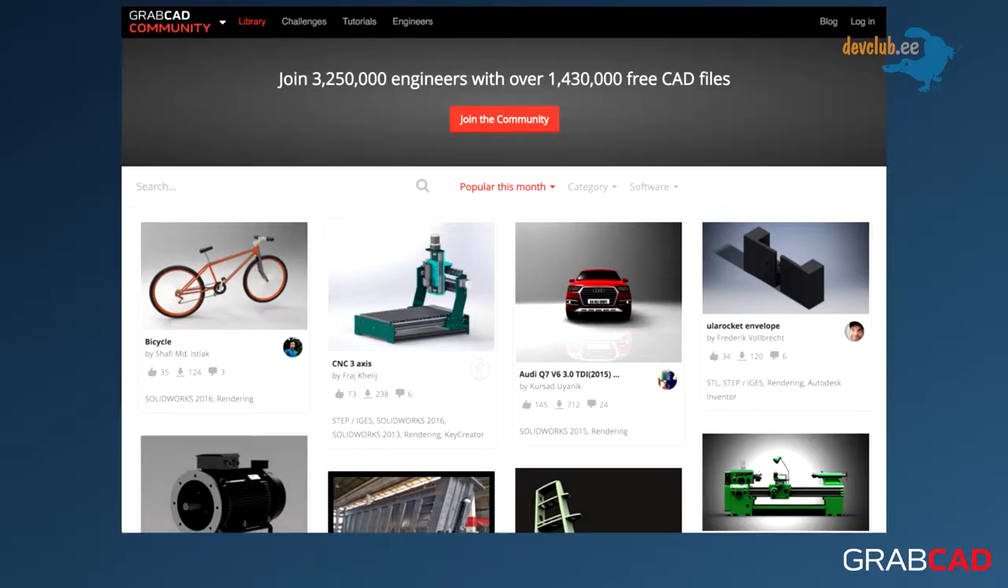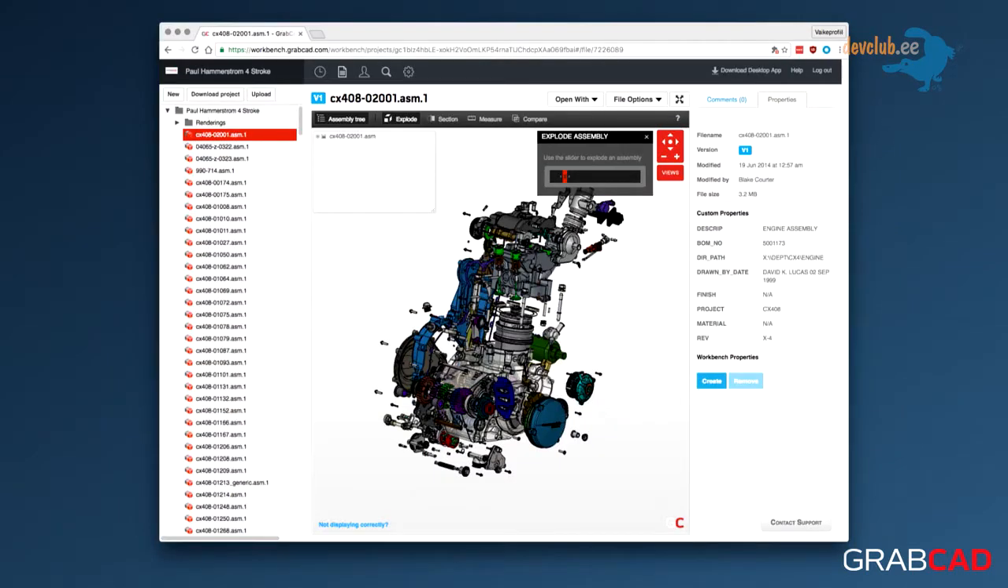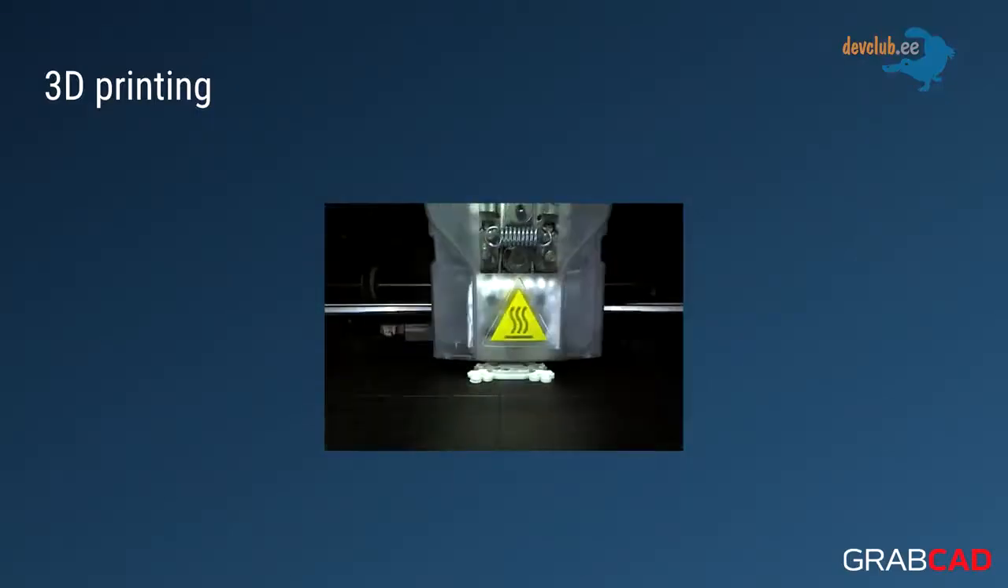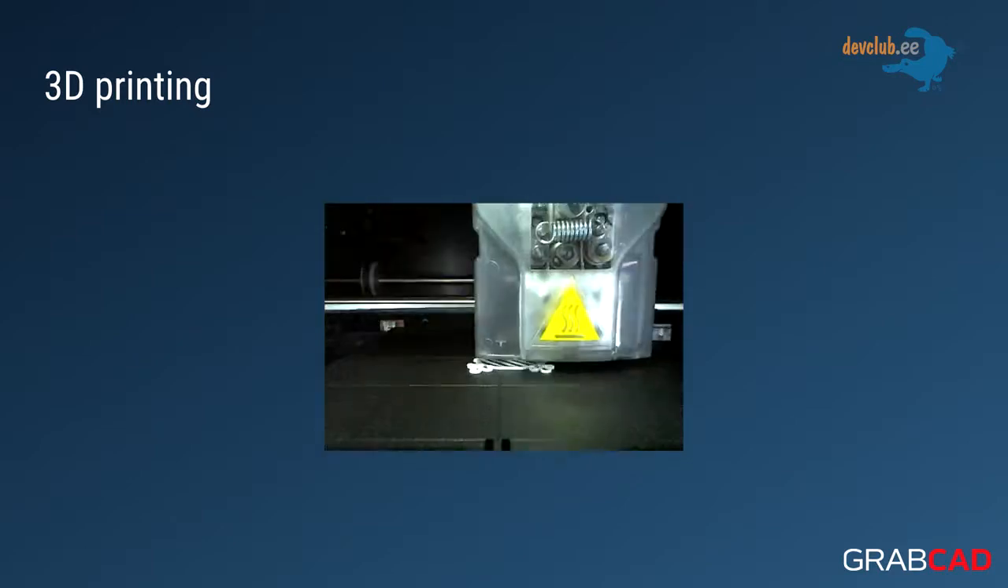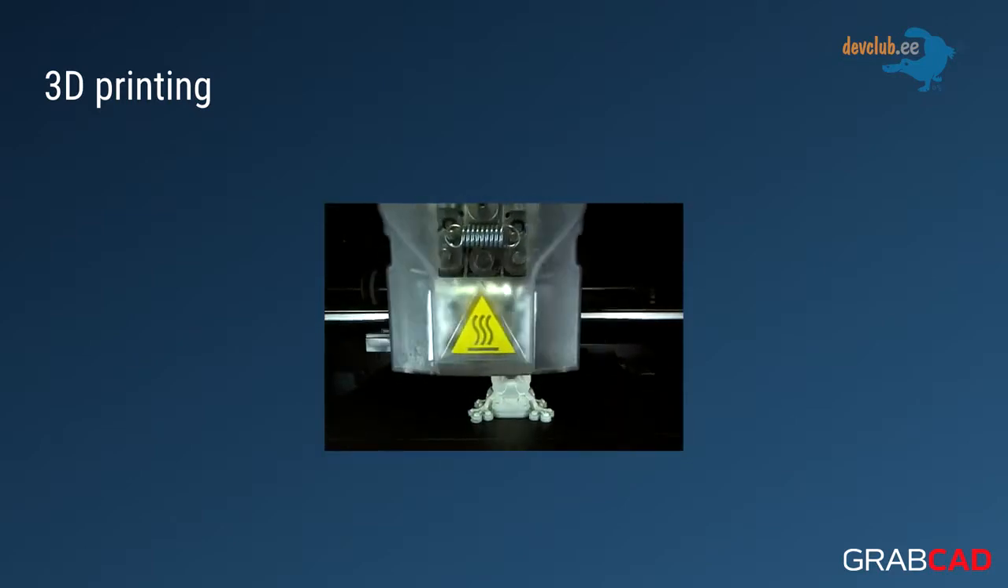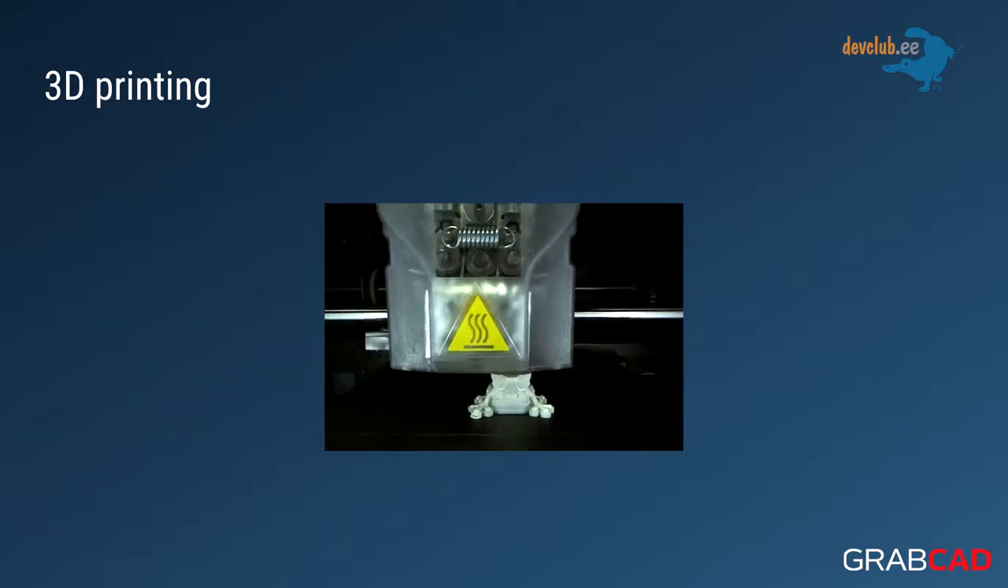GrabCAD. We presented before, but just a quick reminder. We are a web-based community for mechanical engineers with 3+ million members. We have an online repository of 3D models. We also have a product called Workbench, which is also web-based. It's a collaboration platform for mechanical engineers to build products. So it's kind of like GitHub for mechanical engineers that's web-based, so you don't need a CAD to collaborate. In 2014, GrabCAD got acquired by a 3D printing company called Stratasys. And we've been motivated to look into the world of 3D printing ever since.